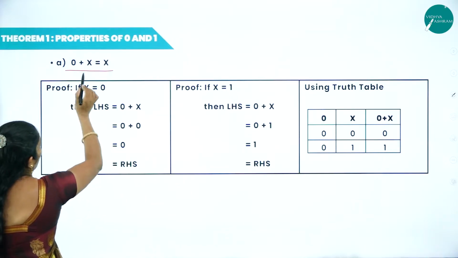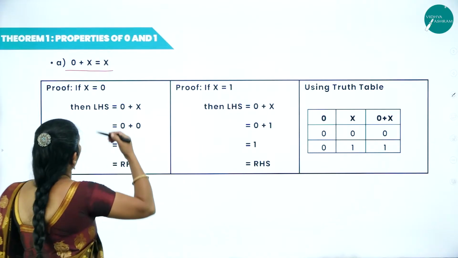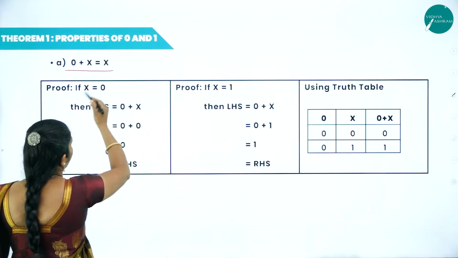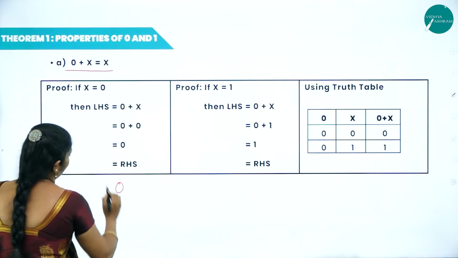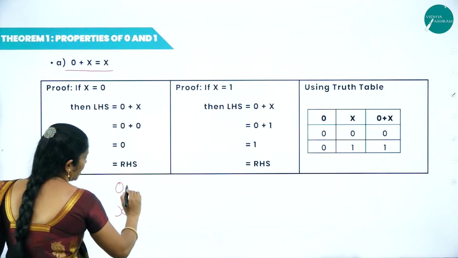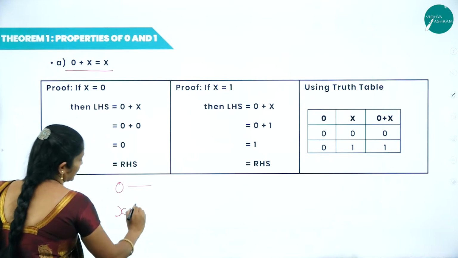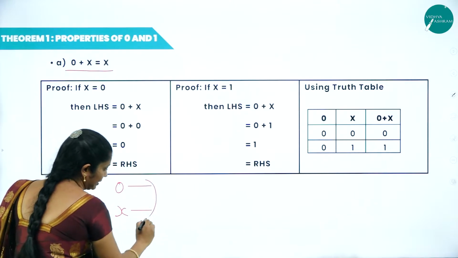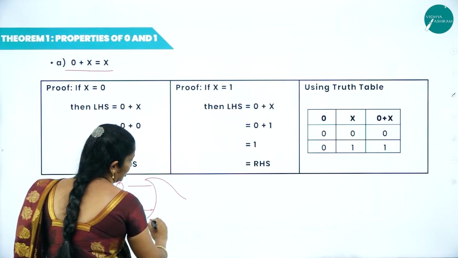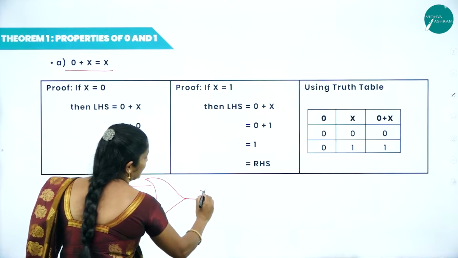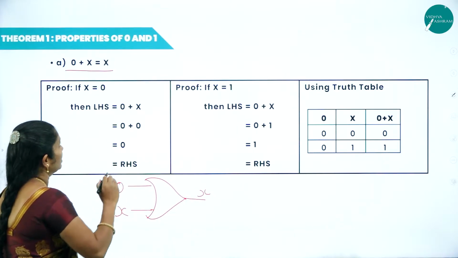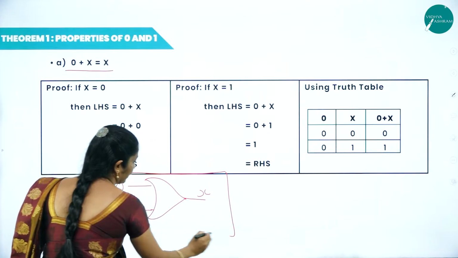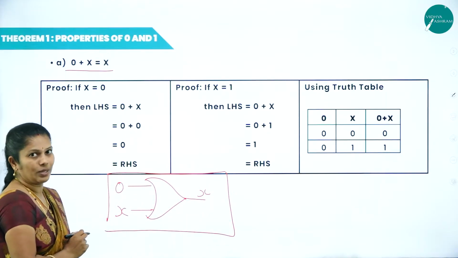See the equation, 0 plus x equals x we have. Then how to write? First here we have 0, then we have x. 0 we'll write here, then x is one more variable. In between we have the plus operator, then the reverse C shape we'll write, then connect these two. Then the output is x here. This is the first law of addition. This is the symbol to represent 0 plus x equals x.